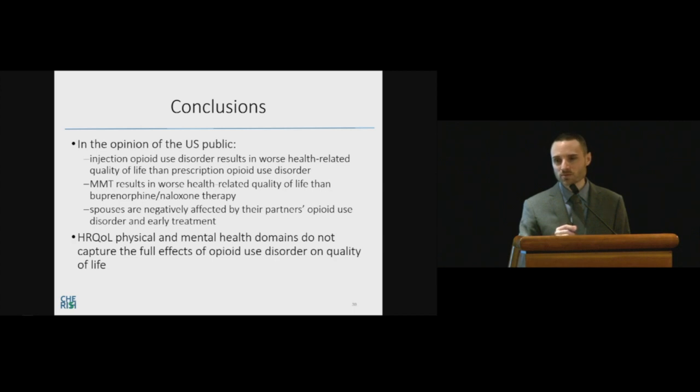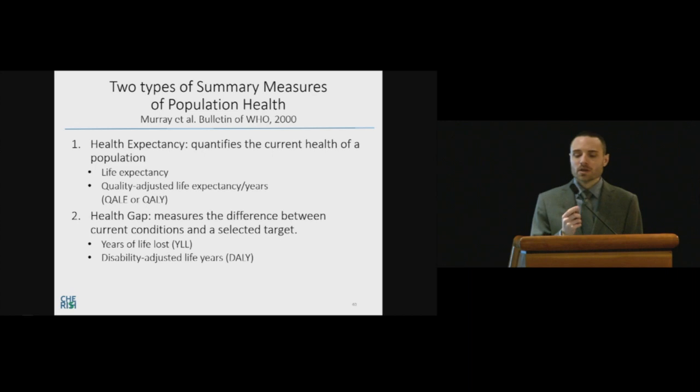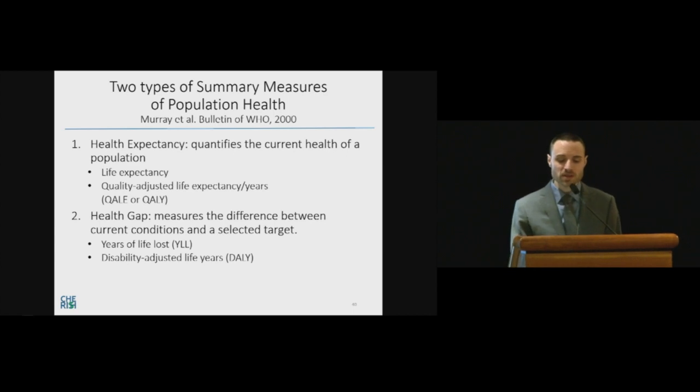on quality of life. So, like I said, that pertains to how the quality of life factors dropped once they expanded the vignette. Two types of summary measures of population health that you'll see oftentimes are health expectancy, which quantifies the current health of a population. With regard to that, we're talking about life expectancy, quality-adjusted life expectancy, quality-adjusted life years, or you'll also see measures of a health gap, which measures the difference between current conditions and a selected target. So you may have seen years of life lost, or one that's commonly used by the World Health Organization is the DALY, the disability-adjusted life years.